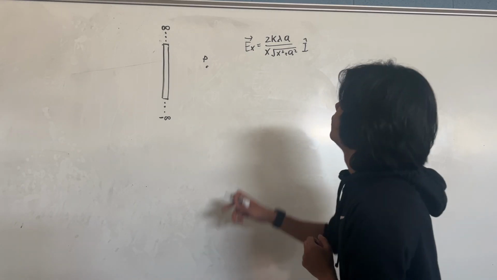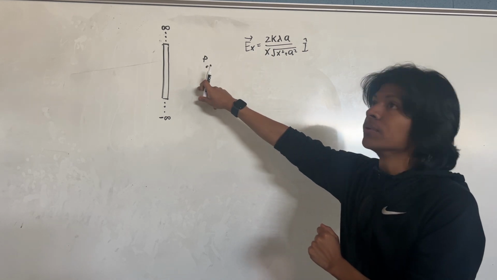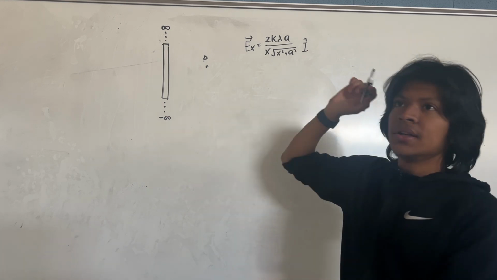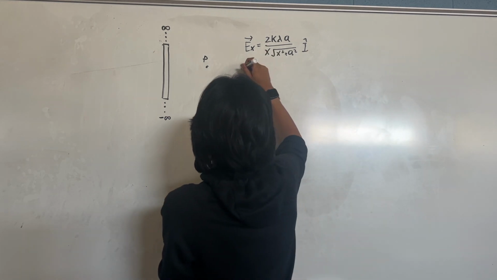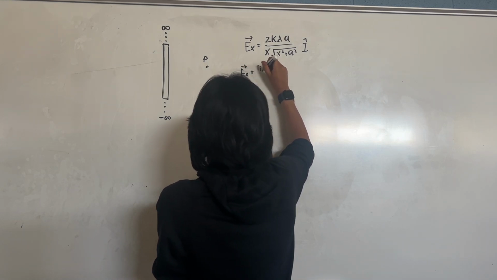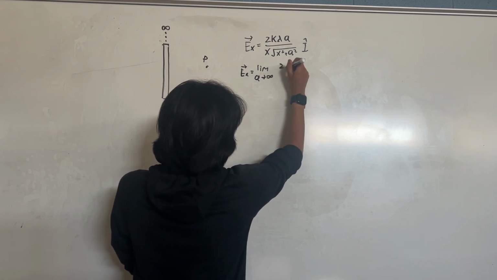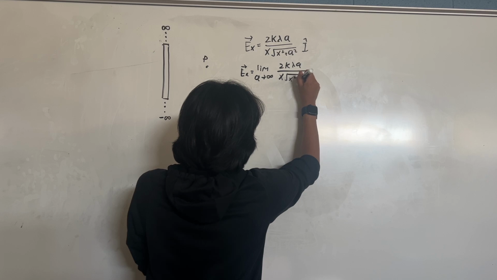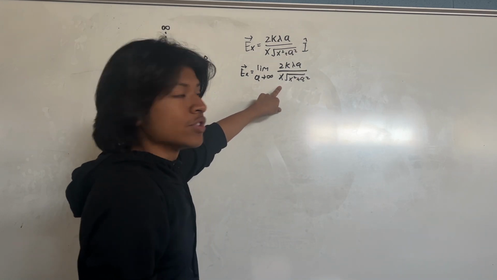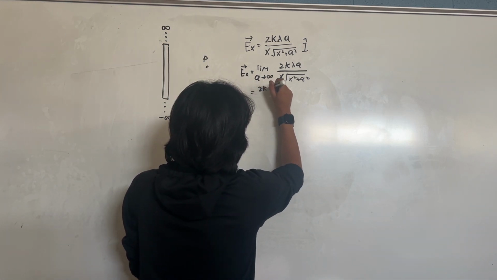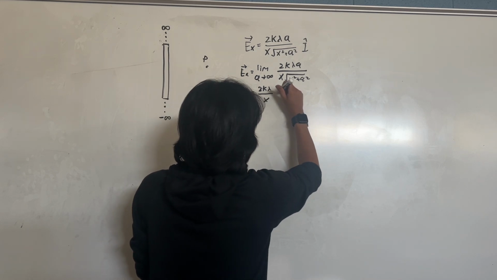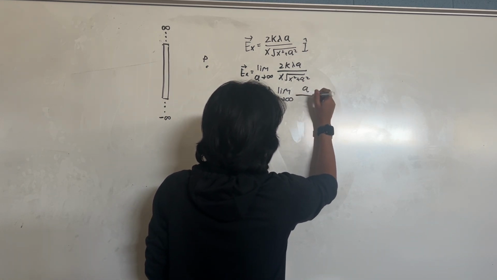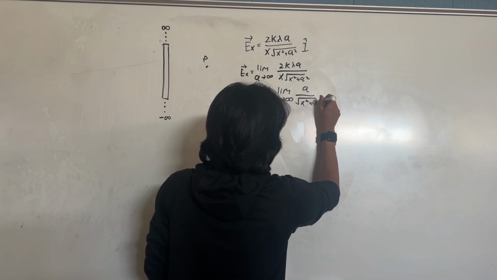So really quickly, with the answer that we found, we could also find the electric field created by an infinite wire. If the wire has a length of infinity, then a is going to be approaching infinity. So to solve for this, E of x is going to be the limit as a approaches infinity of 2k lambda a over x times the square root of x squared plus a squared. So what we could do here is just take out all the terms that aren't a. So we have 2k lambda over x, and it's just going to be the limit as a approaches infinity of a over the square root of x squared plus a squared.